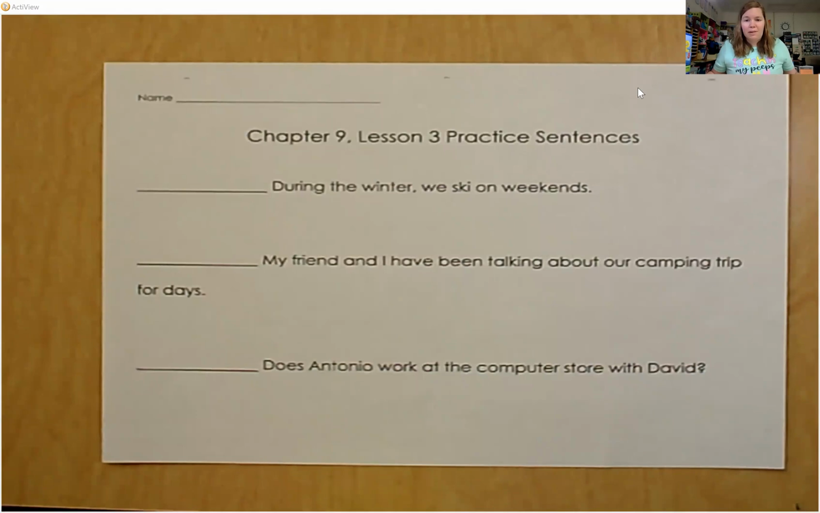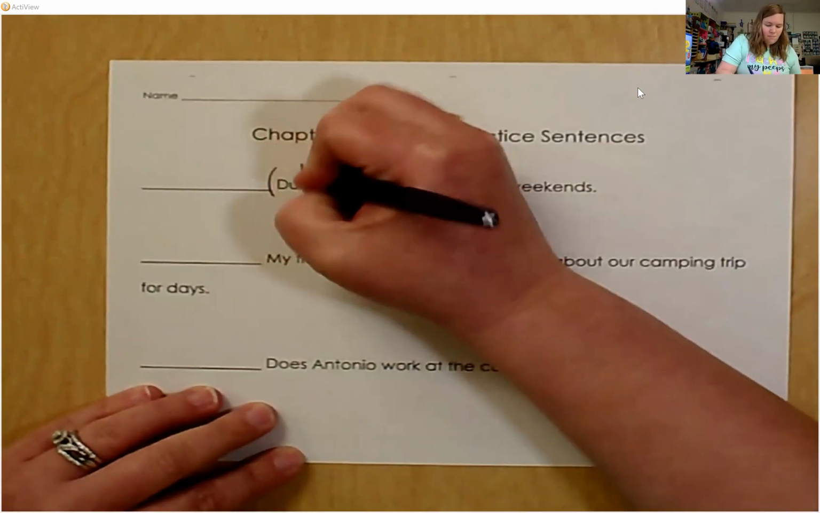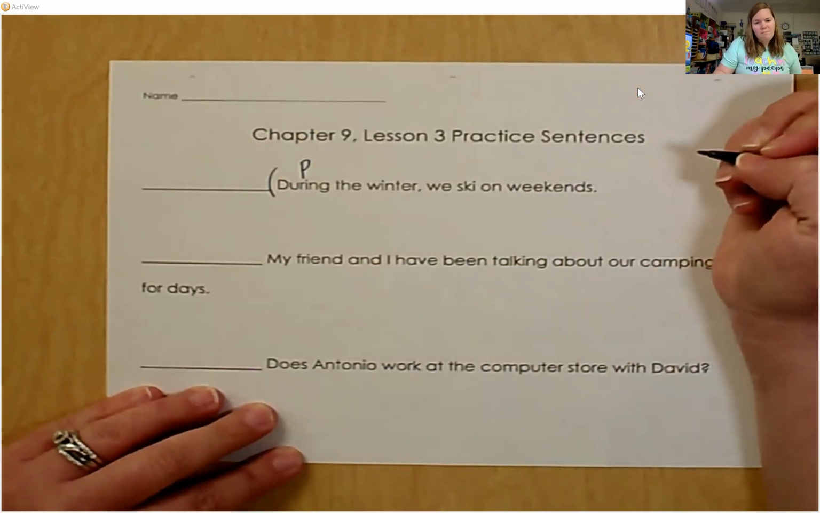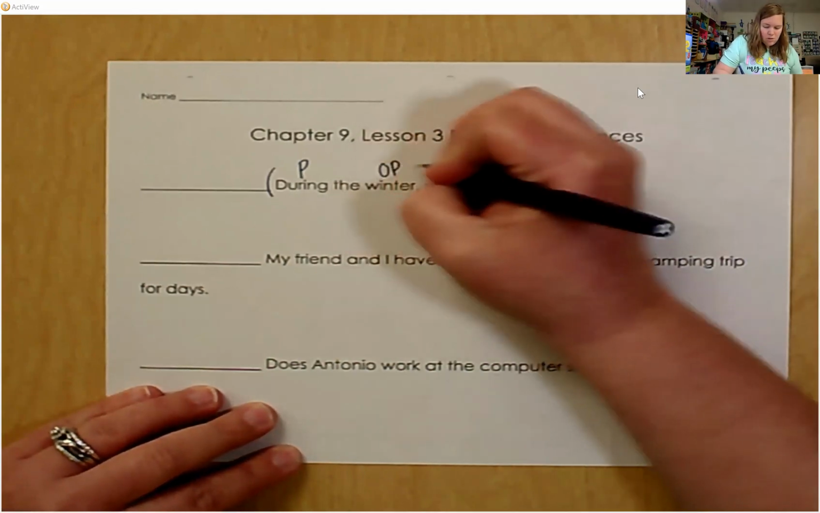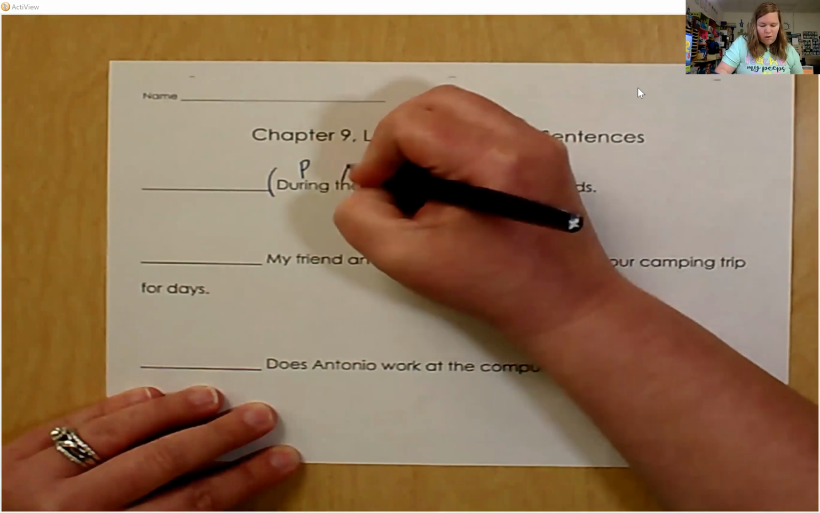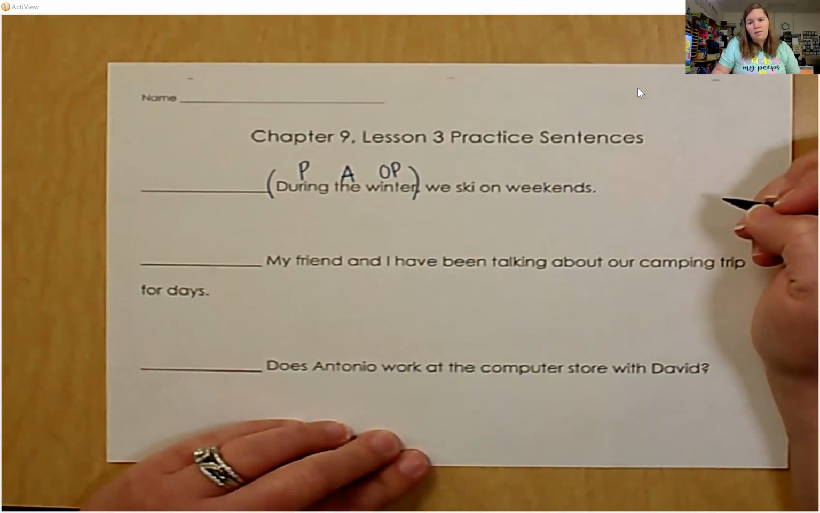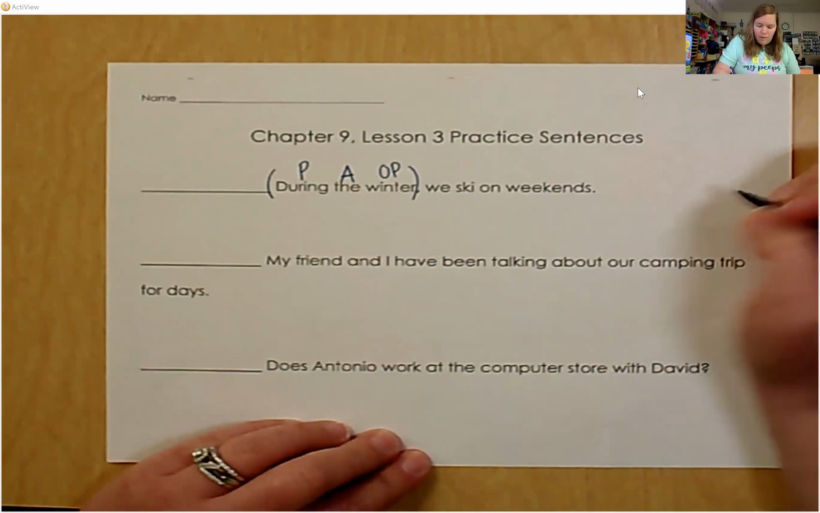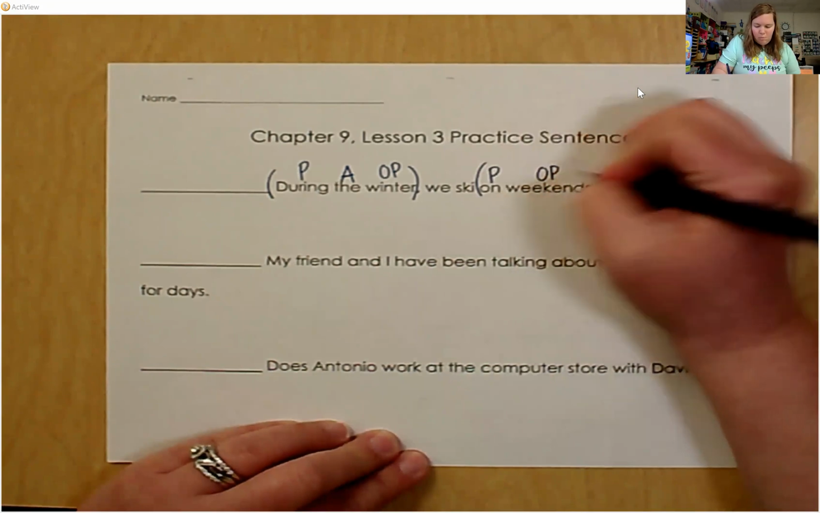Look for any prepositions. There is preposition during. During what? Winter, object of the preposition, the article adjective. Are there any other prepositions? Yes, on. Weekends, object of the preposition.